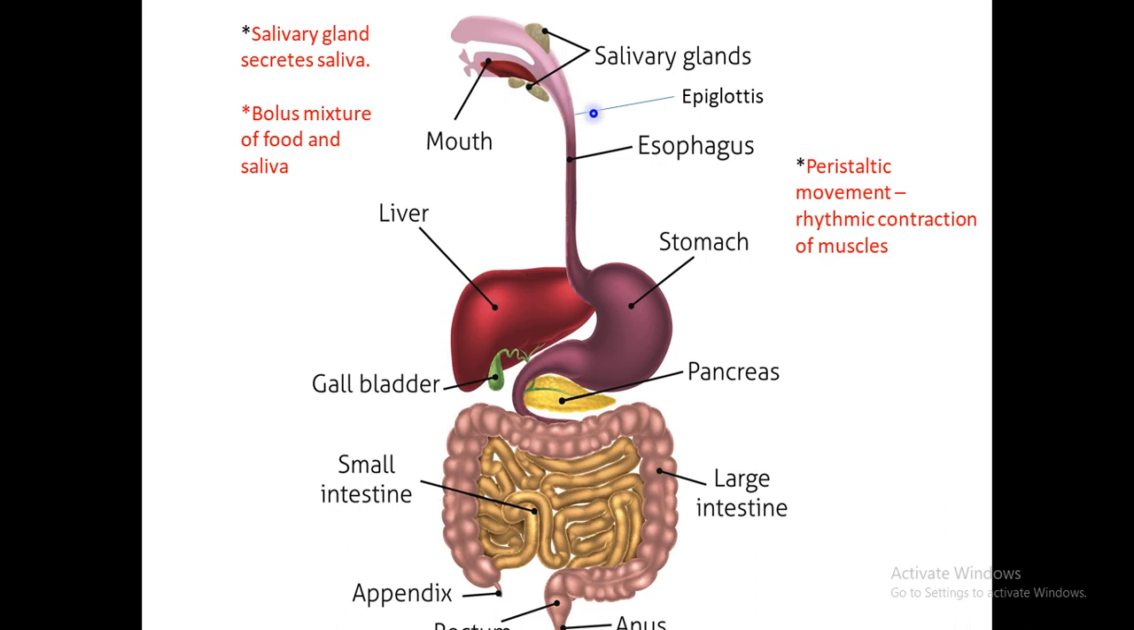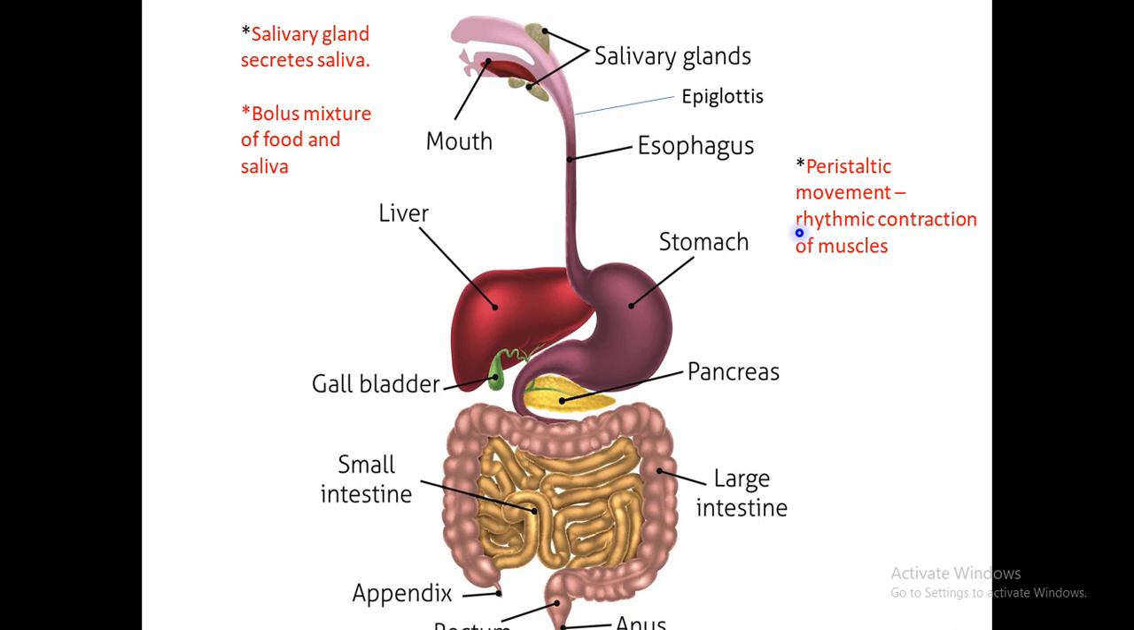Behind the tongue there is a flap like structure called as the epiglottis. This flap directs the food into the esophagus. This is the esophagus. It directs the food into the esophagus as well as prevents the food from entering into the windpipe. Now, when the food enters into the esophagus, you should understand that this esophagus is nothing but the food pipe, and it is made up of muscles. It is a muscular pipe.